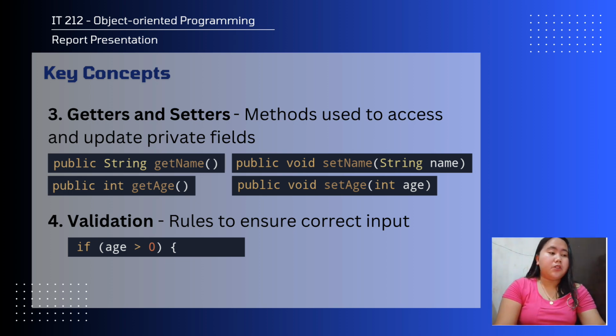Next is validation. One of the major benefits of using a setter is the ability to include validation. You can add rules within the setter method to ensure that the data being set is correct. For example, a setter for an age variable could include a check to make sure the age is a positive number. This ensures that the object always maintains a valid state. To put it all together, encapsulation allows you to control how the data inside a class is accessed and modified, leading to more robust and secure code.